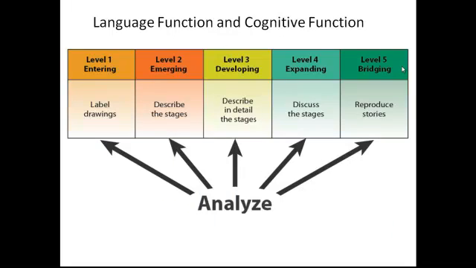This slide shows how the proficiency levels apply to the performance expectations. This strand has the same domain, writing, and cognitive function, analyzing, throughout, but the expectations for how the student uses language varies. At level 1, the student labels, producing language in single words or short phrases. At level 2 and 3, the student describes, which requires production of sentences. Level 4 asks students to discuss, which is language production at the paragraph level, and then level 5 asks students to reproduce stories, which is the most linguistically demanding task on the strand.